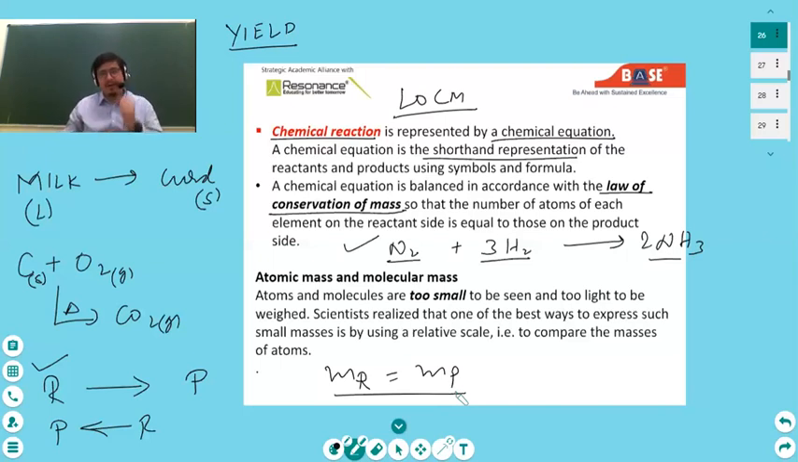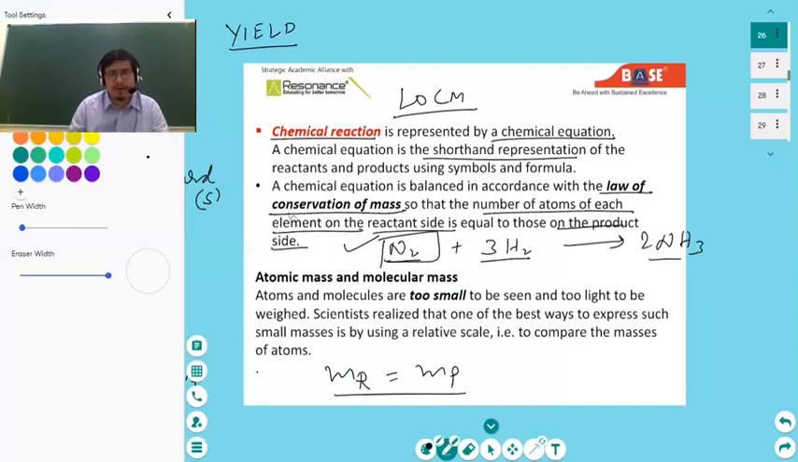So any chemical reaction and the equation you write always follows this law. Okay. Why does it follow this law? So that the number of atoms of each element on the reactant side is equal to the number of atoms on the product side. So here 2 nitrogen atoms, I cannot change that. Okay.